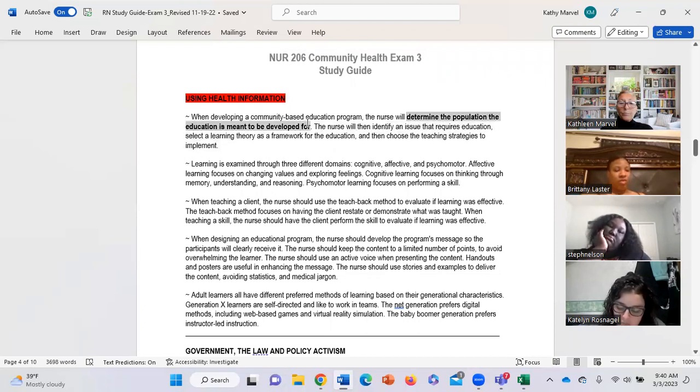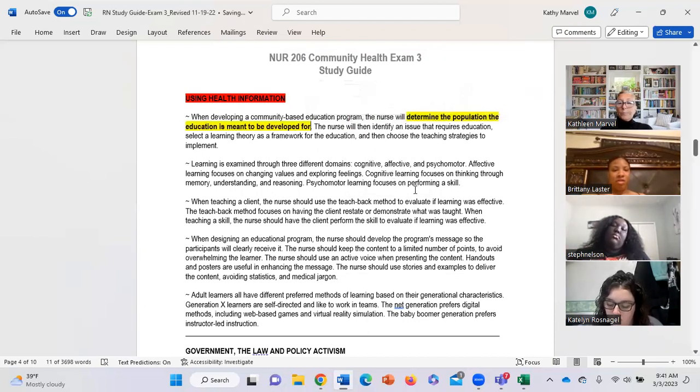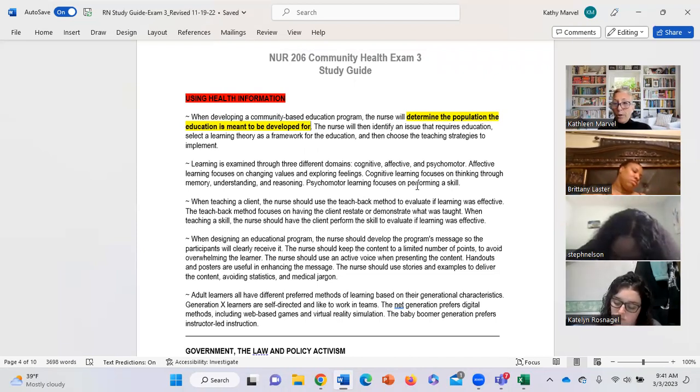What level of education does that patient have? How will they be able to understand it? Nope, that's down the road. I just highlighted it. You got to figure out your population. Who are you teaching? Right? Population is first. And then you go through your ADPIE.